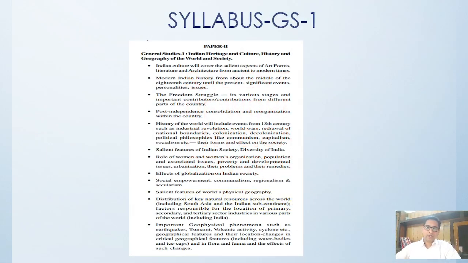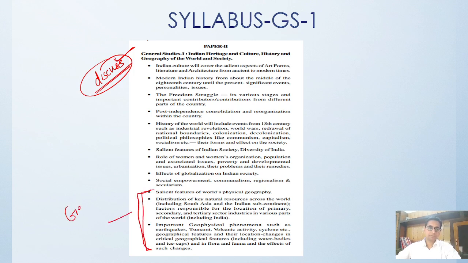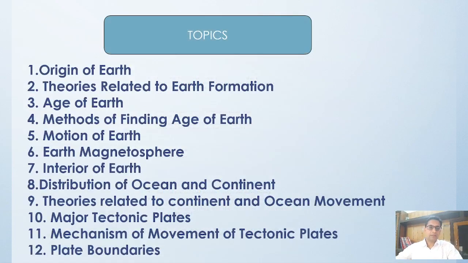Before going ahead, every time, first of all, I always discuss the syllabus. Okay, so this is the syllabus that is there. So we will be doing this part. This is the geography part, the whole geography part of the UPSC mains examination GS paper 1. So all these topics belong to the geography part, from salient features till important geophysical phenomena. Okay. So today's topics, a total of 12 topics that we are going to discuss today.